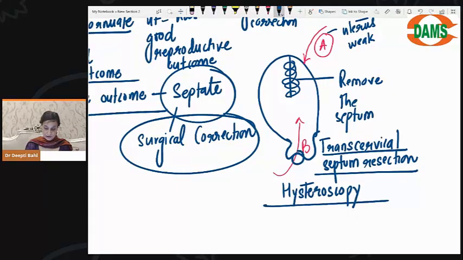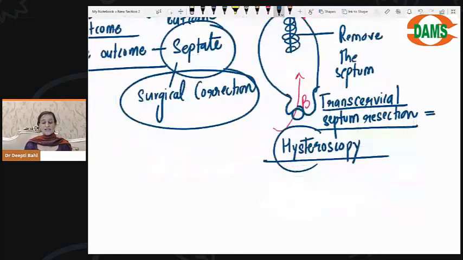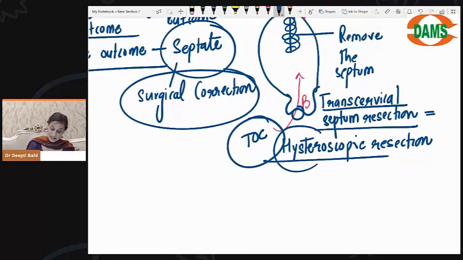Right? So the endoscopy that we do is called hysteroscopy. Hystero means uterus. The other name for transcervical septum resection is hysteroscopic resection of the septum. This is the treatment of choice for septate uterus nowadays.